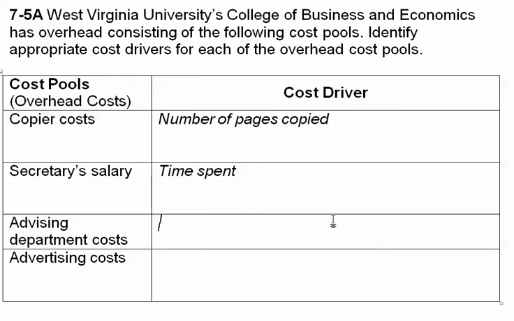The advising department costs, well, on that one, it makes a lot of sense to use the number of students. So it requires knowing how many students are accounting students that you're advising versus the other majors, which isn't that hard to keep track of.